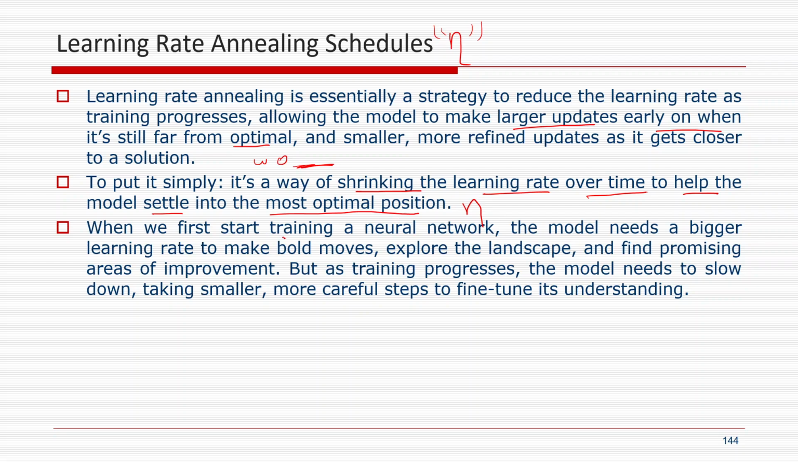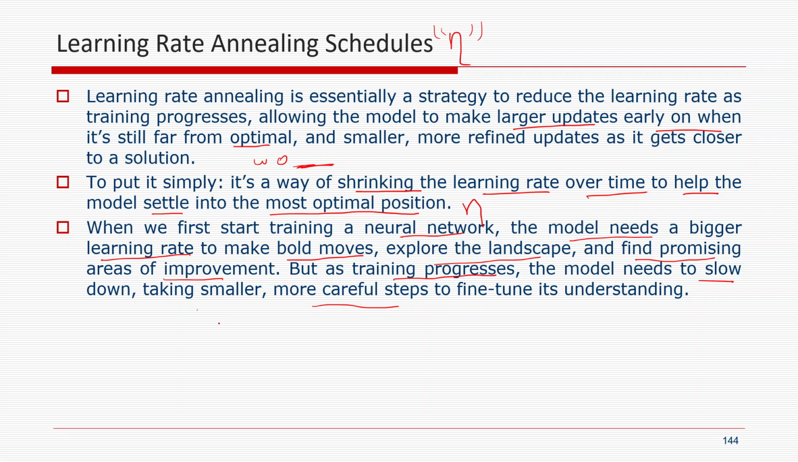That is, when we first start training a neural network model, the model needs a bigger learning rate to make bold moves, explore the landscape, and find promising areas of improvement. But as the training progresses, the model needs to slow down. As it keeps progressing, we have to make the model slow down a little bit, that is, taking smaller but more careful steps to fine tune its understanding.